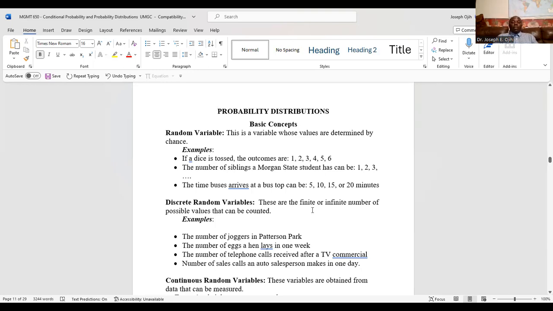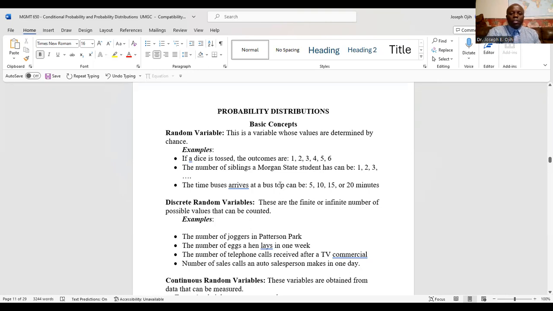Now, probability distributions. Let's start with the basic concept, random variable. We say that a variable is a random variable when the values are determined by chance. So, for example, when you toss a dice, it can land on one, or it can be two showing up. It can be 3, 4, 5, 6 showing on the dice. So it's random.